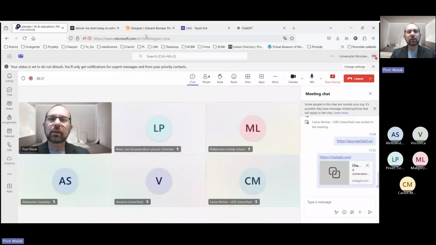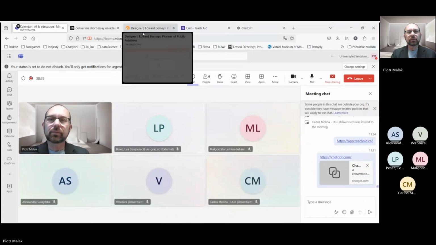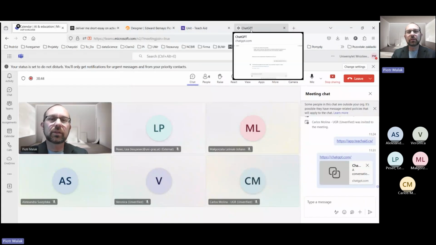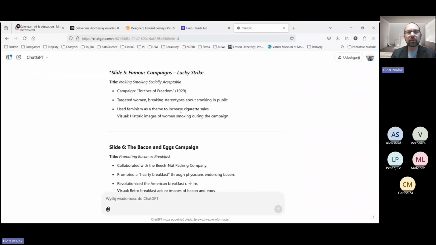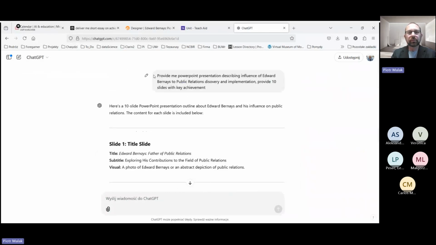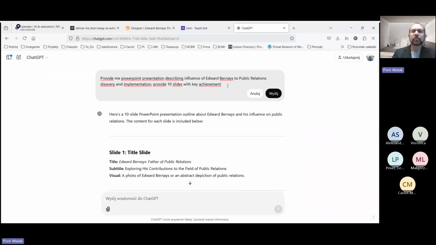And now what I like personally in working with ChatGPT is that unlike other systems like QReport or Teach8, we can reformulate our prompt. So I will extend the presentation.